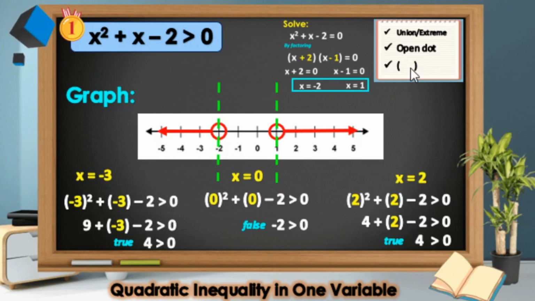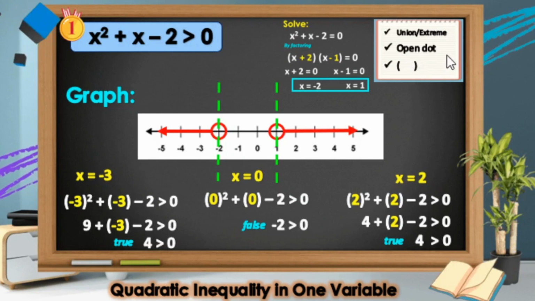Ang sabi natin kanina, pag open dot, the point that lies on that graph is not part of the solution. So, therefore, negative 2 and positive 1 are not part of the solution. So, hindi sila solution netong given inequality. Hindi sila magsasatisfy sa ating given inequality. Kaya sila open dot.